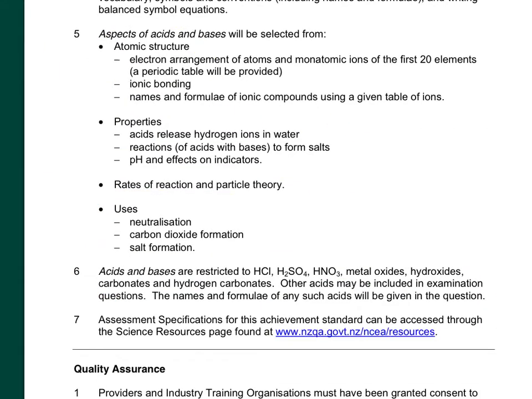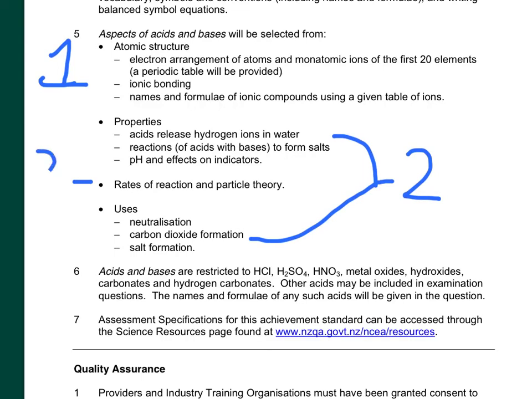And what I'll do is I'll cover this in basically 3 different units. So the first unit, number 1, we'll look at atomic structure, and then the second one we will look at the acids and bases, so that's the properties and uses, and then we'll finish that off with the work on rates of reaction. So basically this is going to be covered in the next three videos.